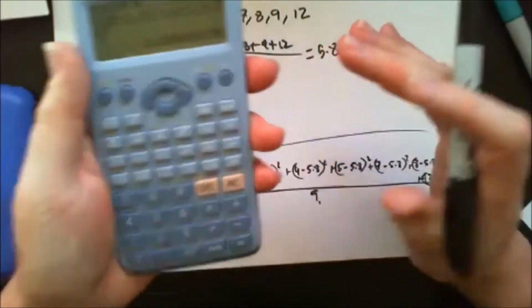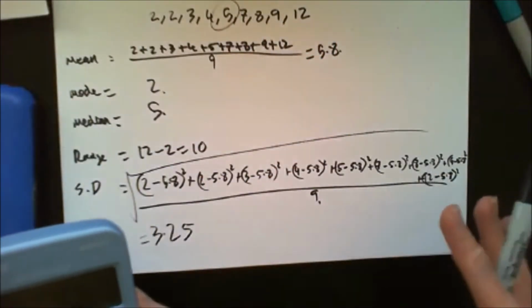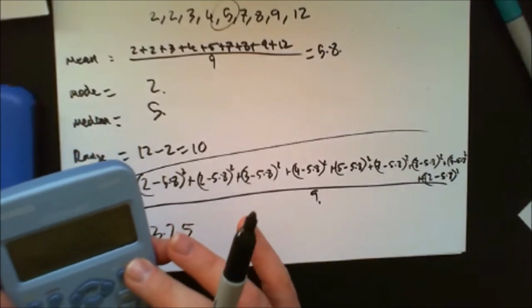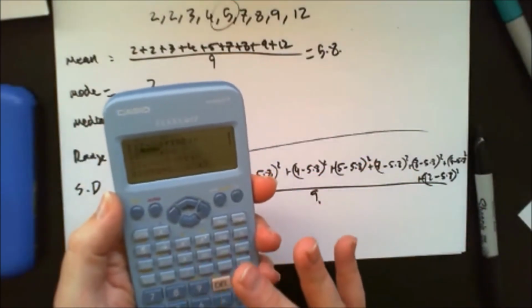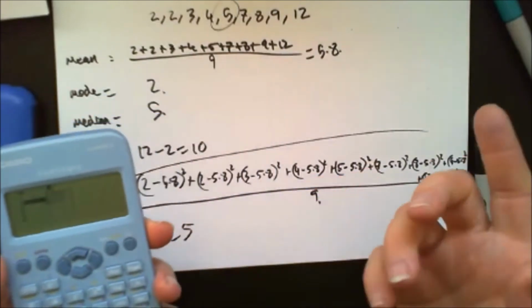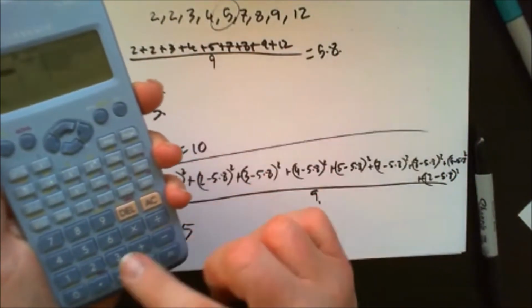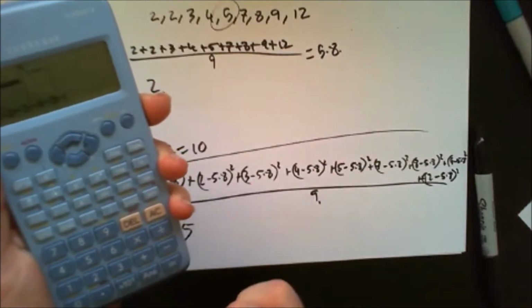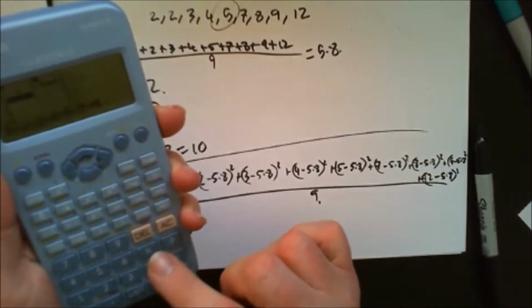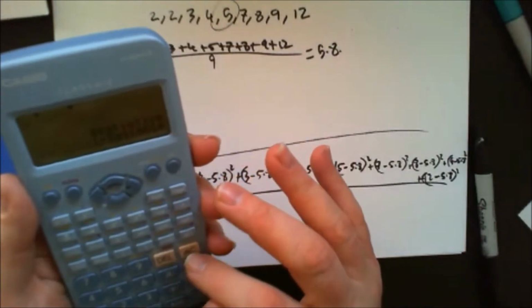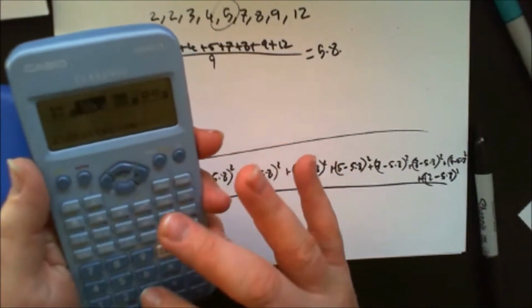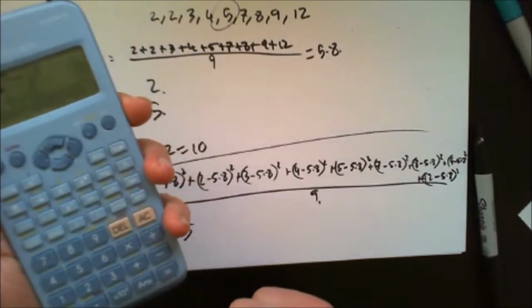Now, forget about it. You could do it that way, and I'm showing you how to do it that way. But the reality is, let's do it the other way again, because it's a lot easier. Mode 2, 1. You've got a table. Enter your numbers: 2, 2, 3, 4, 5, 7, 8, 9, 12. Oh, mother of God. Come on. Do it again. Okay. Mode 2, 1.